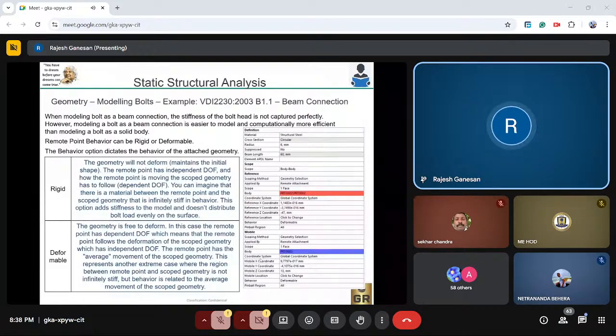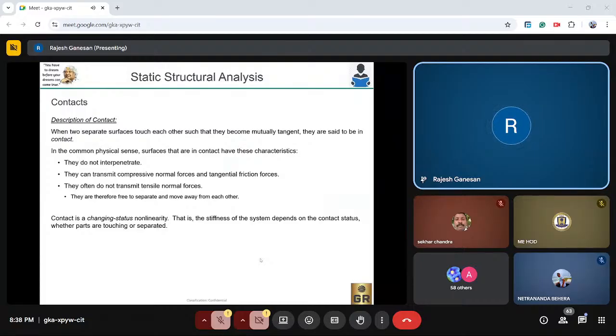Here once again the mold of drawings we are giving with respect to that. Static structural analysis is going to end now, like a description of contacts. So I already told about contact, what the contact surfaces are and how they are implemented. The same thing: when two separate surfaces touch each other such that they become mutually tangent, they are said to be in contact.